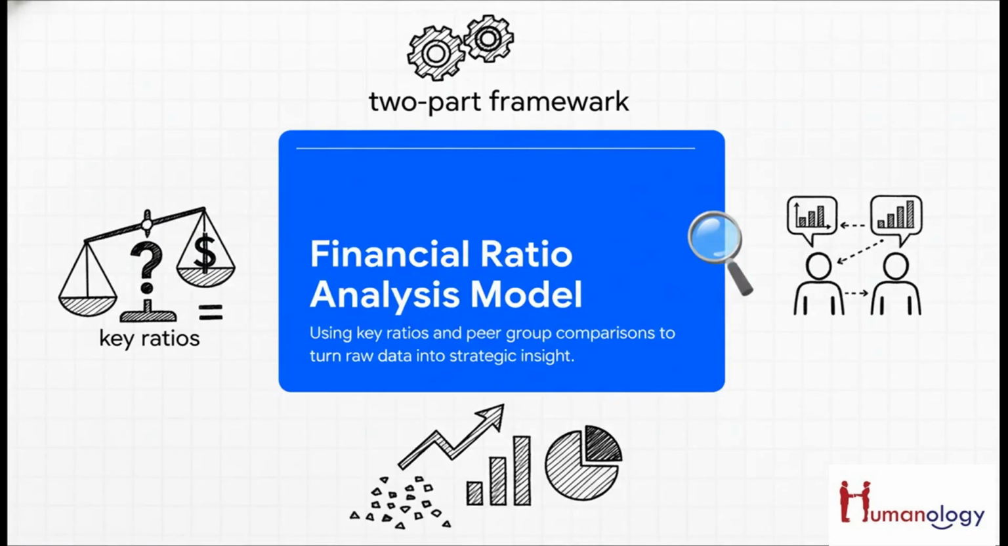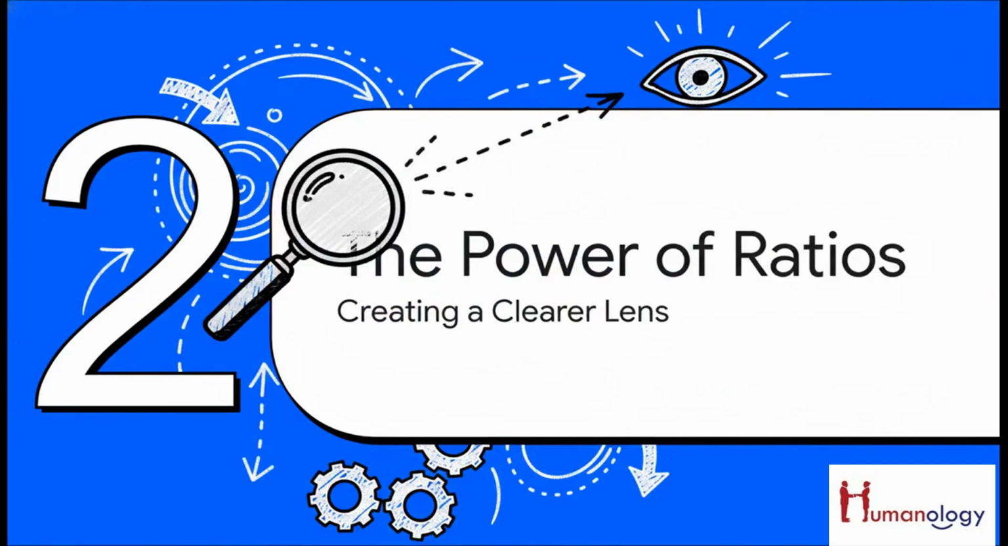And that is where this model comes into play. It's a really straightforward two-part framework that's designed to solve exactly this problem. It uses key ratios and, crucially, comparisons to your peers to turn that raw, confusing data into something you can actually use, real strategic insight. So let's break that down. First up, let's talk about the first part of the model, the ratios themselves.